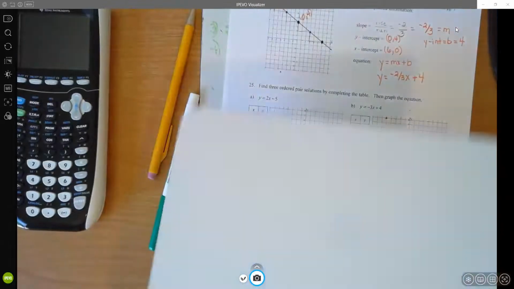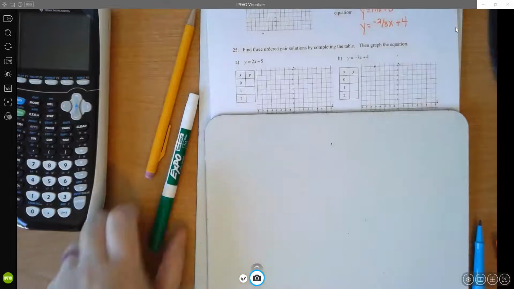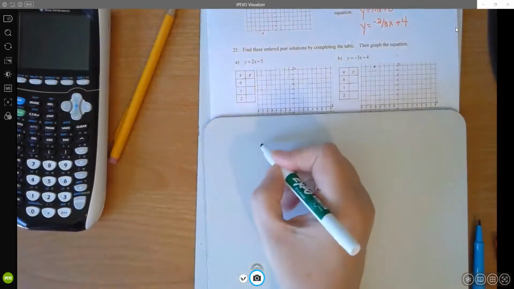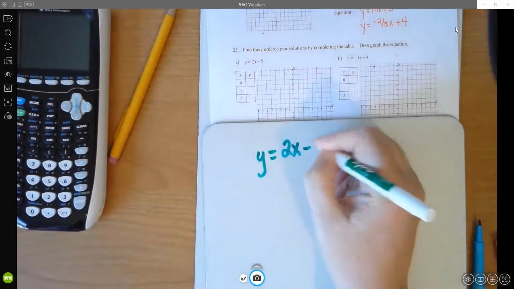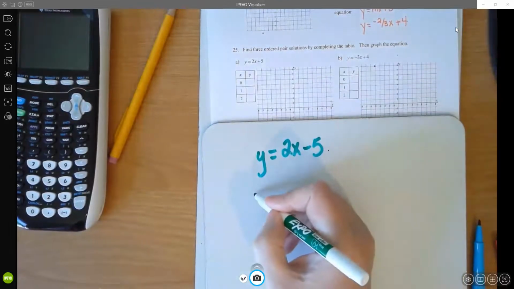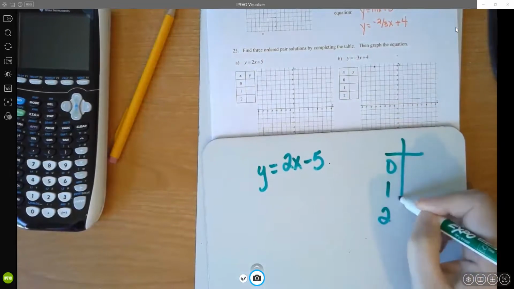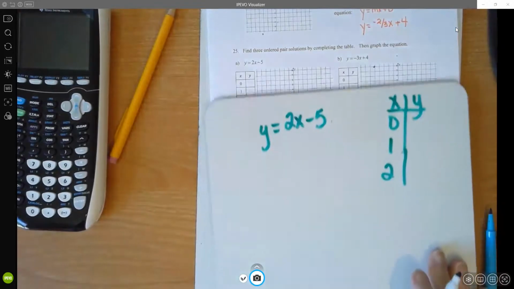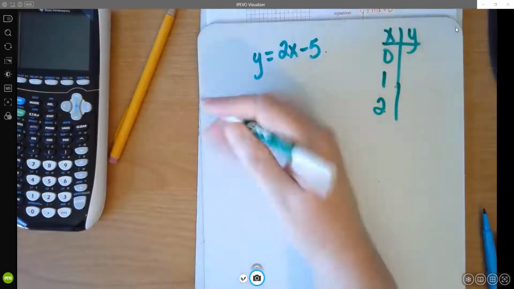And I'm going to do this on another sheet of paper, or i.e. my whiteboard. And so what I'm going to do is take y equals 2x minus 5, and I'm going to plug in my 0, 1, and 2, and then I'll transfer that back over to my graph, because I want to have room to work this out.